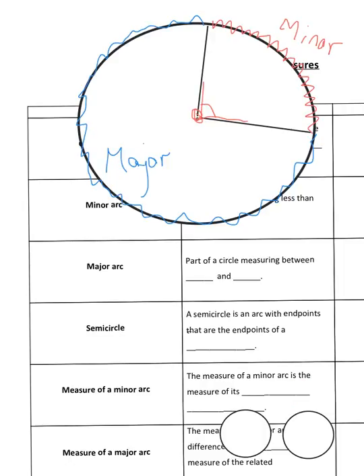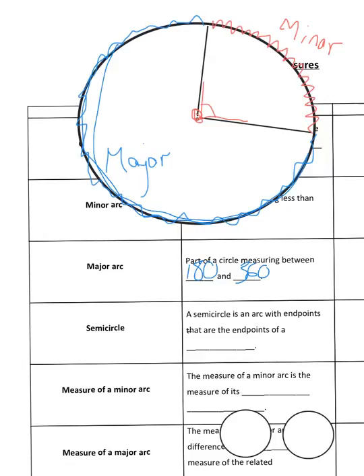Major arc, as I traced up here, is part of a circle measuring between 180 and 360. Can't equal 180, can't equal 360. It's between those two measurements.